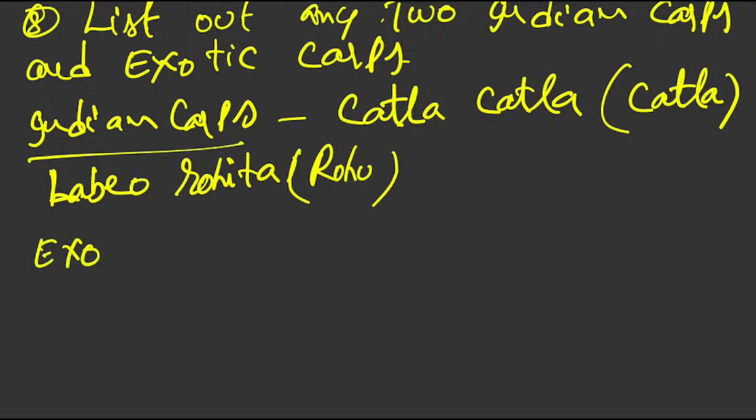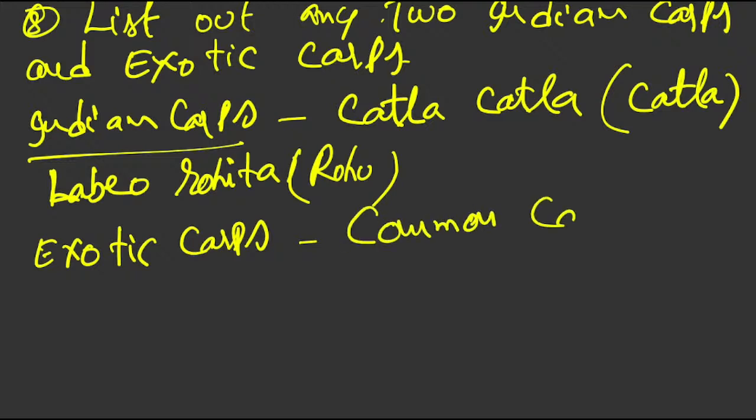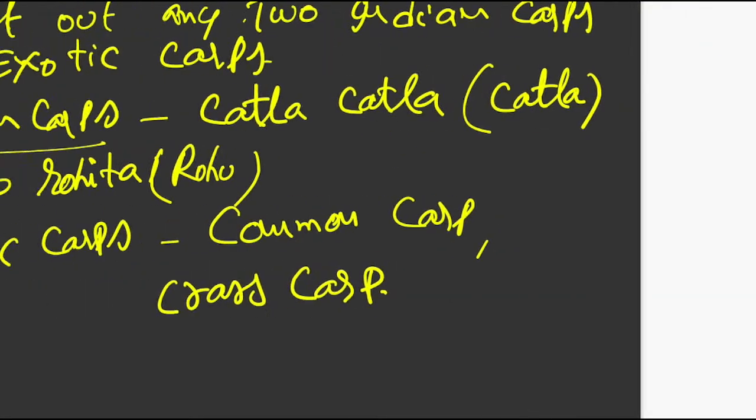Exotic carps: common carp and grass carp. Next, mention any 4 fish byproducts.